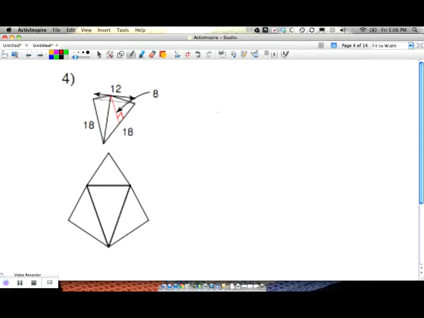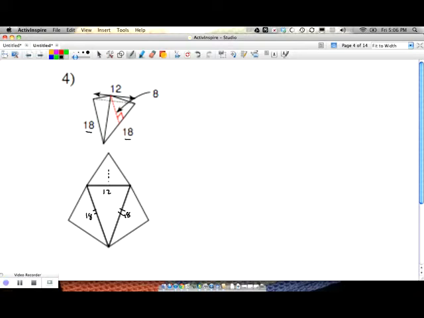Alright, now this one's a little bit different because this bottom is not regular. Not all the sides are the same. But I noticed that 2 of them do look pretty close to each other. So when I notice that those 2 look pretty close to each other as 18, I'm going to go ahead and mark those. See, we have 18 and 18. That looks like these 2 sides here. So that's 18 and 18. And then this side here would be 12, that shorter side of the triangle.